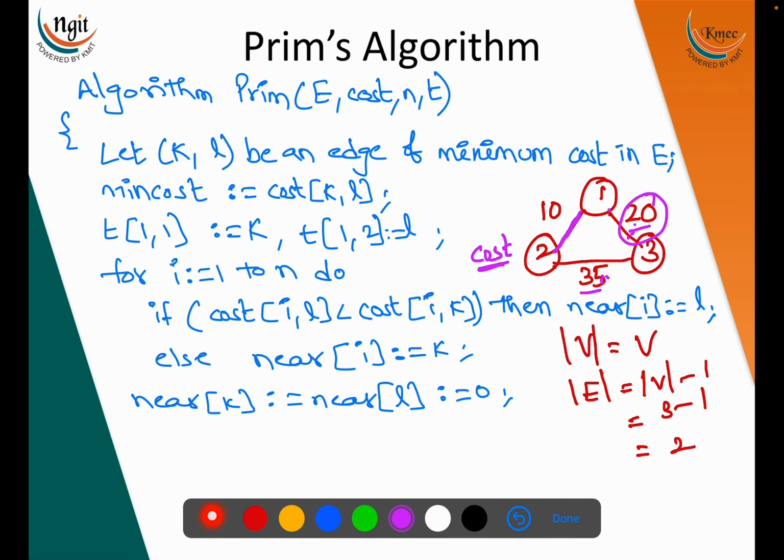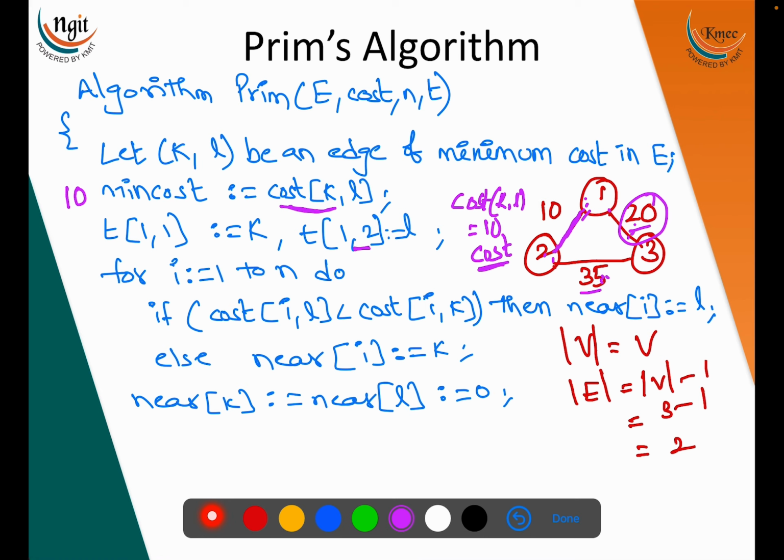Now we'll trace this algorithm. Let k comma l be an edge of minimum cost in E. So 1 comma 2 is represented as k comma l. The cost of k comma l is 10. Now we assign the cost of k comma l to the minimum cost, which is 10. Later we take t[1,1] equal to k and t[1,2] equal to l. That means the spanning tree's first vertex is k and the second vertex is l.